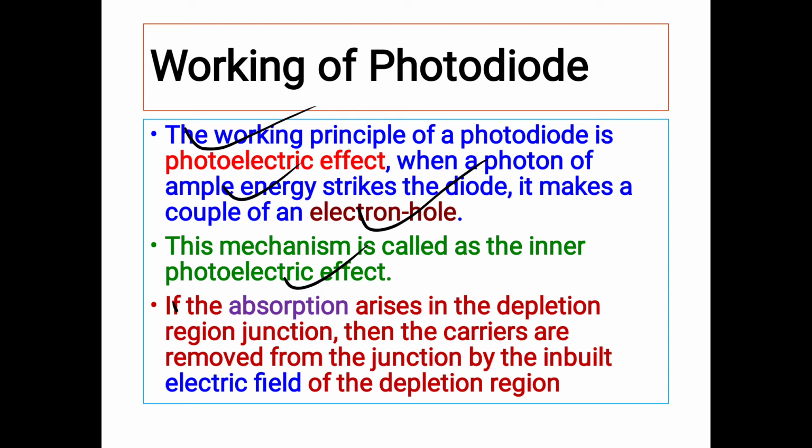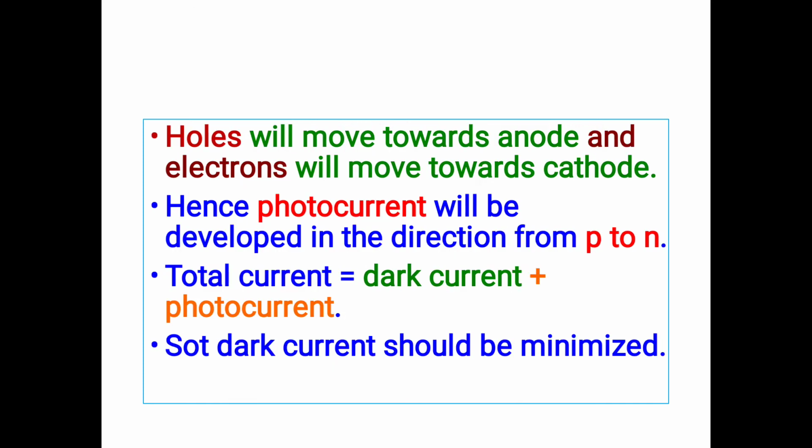If the absorption arises in the depletion region junction, then the carriers are removed from the junction by the inbuilt electric field of the depletion region. So the electric field that is created inside the depletion region, due to the absorption, will sweep the number of electron hole carriers from the junction, from the depletion region, to the p side or the n side.